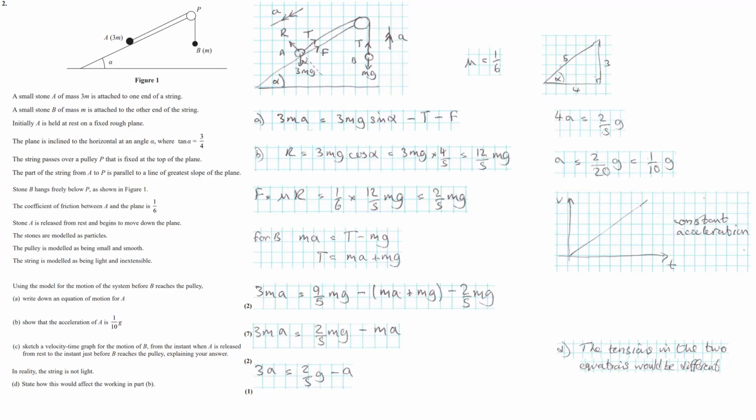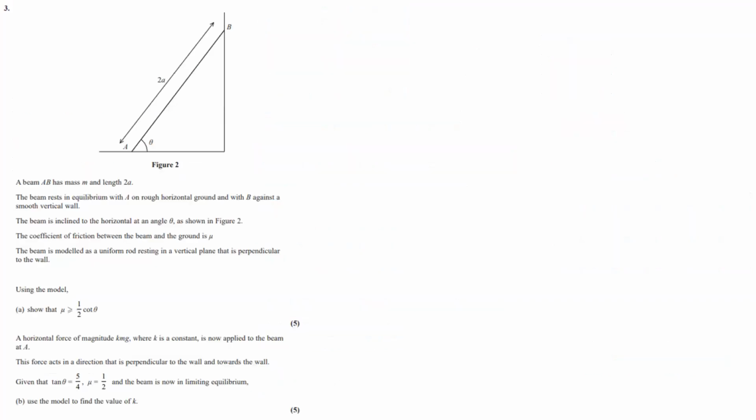All right, so that was question 2. Question 3 is a ladder question, and you got your usual information, and then part A, show that mu is less than a half cot theta. So first thing I did was put in all the forces, right? So they do a basic diagram, and it's up to you to put the forces in. Okay, so don't expect them to put the forces in, right? Because that's part of the marks of the question.